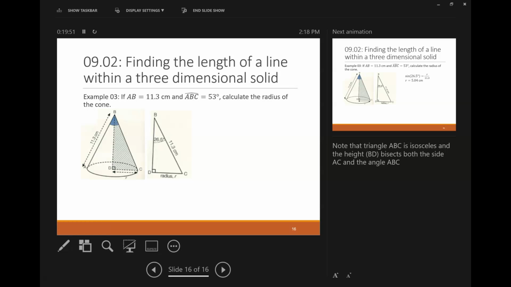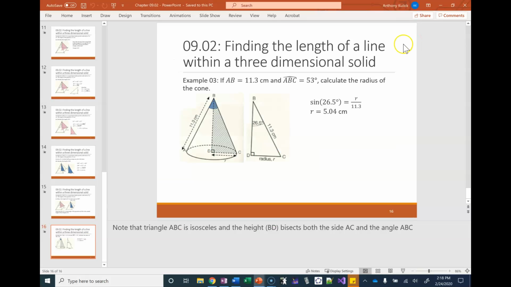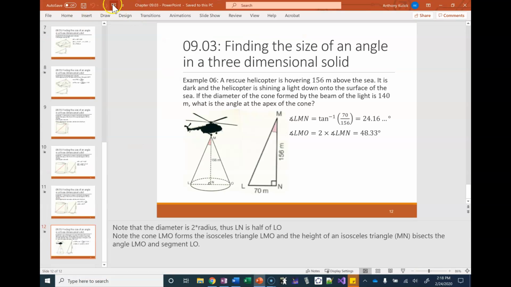How are we going to solve for R? We're going to find DC by using sine, right? It's just a right triangle, so we can use SOHCAHTOA. So I can say sine 26.5 is equal to opposite over hypotenuse, which gives me 5.4. Everybody happy there? For that section, just 2.